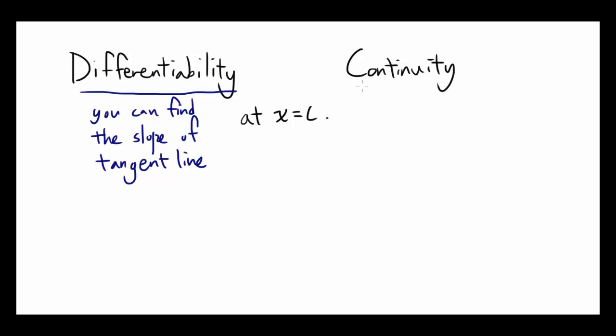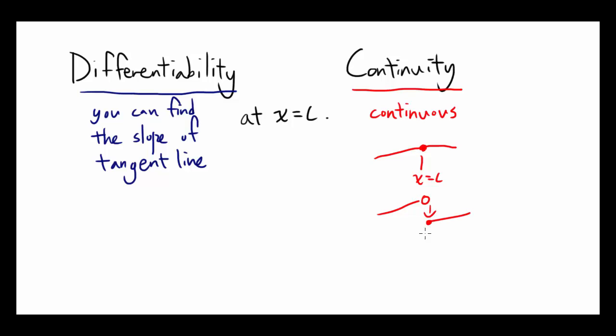Now continuity, on the other hand, means the function is continuous at the point. It means the function does not have gaps, breaks, or jumps at x equals c. This is continuous if that's x equals c. This is not continuous because you're having a jump at x equals c. This is also not continuous because you have a vertical asymptote at x equals c. F of c is not defined, and you can think of other cases. That's going to be another one. If it's going like this, that's not going to be continuous.